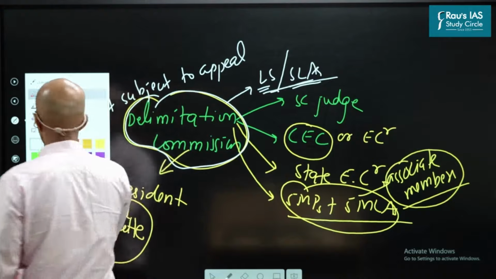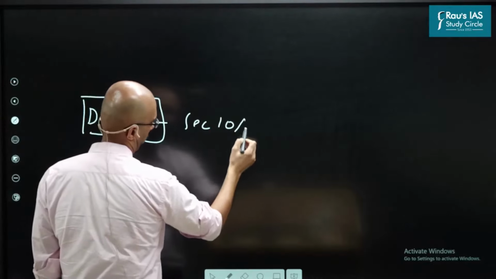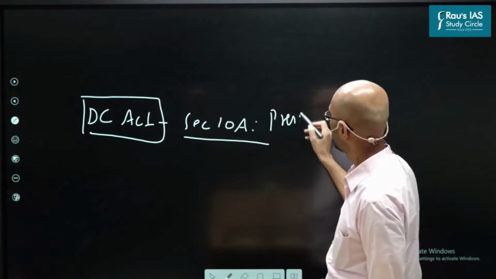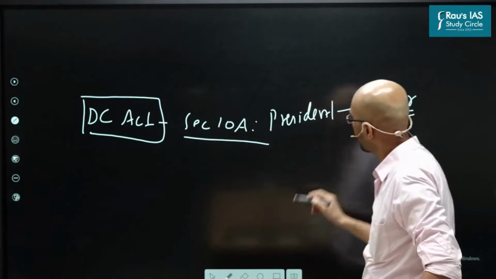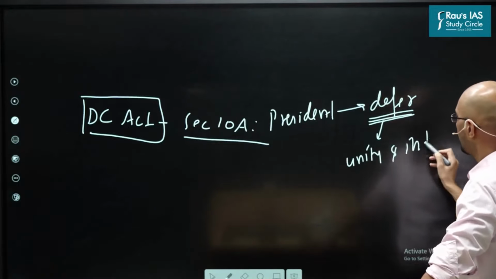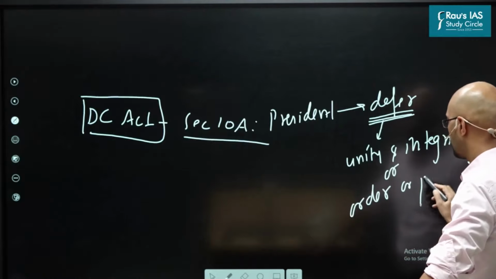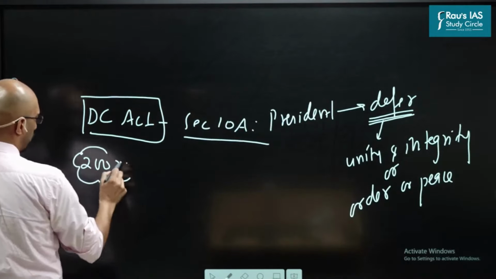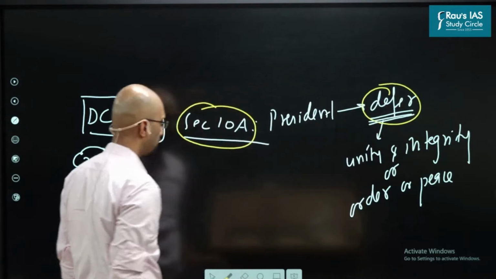One more thing, the Delimitation Commission Act, Section 10A, if I remember correctly, empowers the President to defer the exercise. Defer means delay, or temporarily postpone. He can defer the exercise of delimitation if he feels that the unity and integrity of India is threatened or there is some issue of public order or peace. Now, in 2002, when we will have our fourth delimitation, the President of India will use his power under this section and he will defer this delimitation exercise in certain states of India.